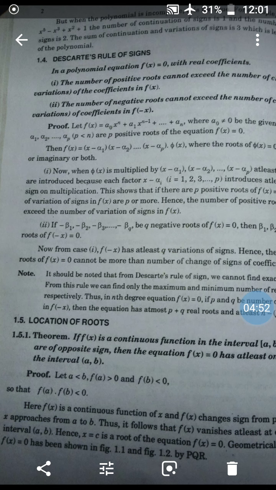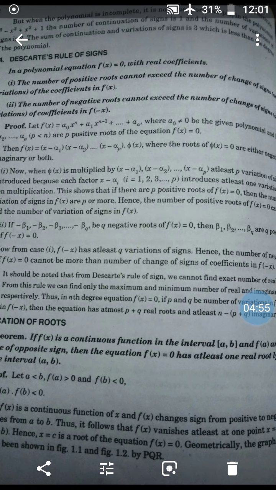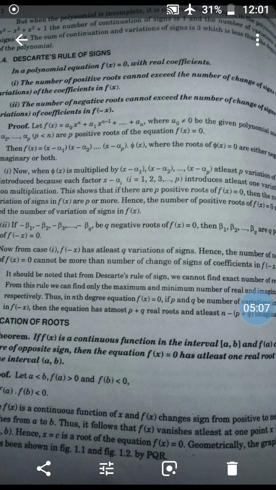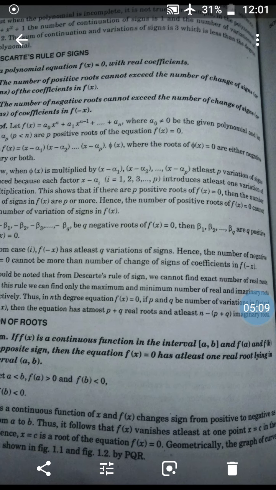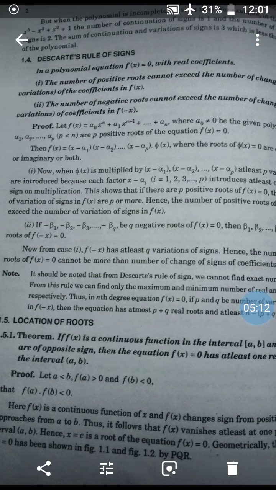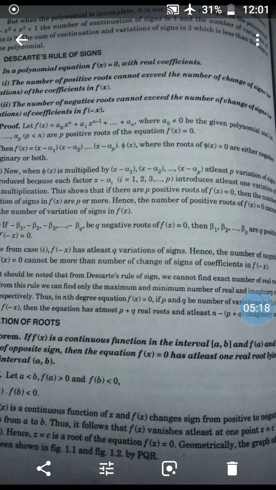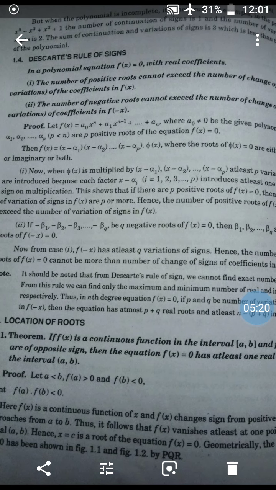Now when phi x is multiplied by x minus alpha 1, x minus alpha 2, up to x minus alpha p, at least p variations of signs are introduced, because each factor x minus alpha i introduces at least one variation of sign on multiplication. That means there are p positive roots of f x equal to 0.